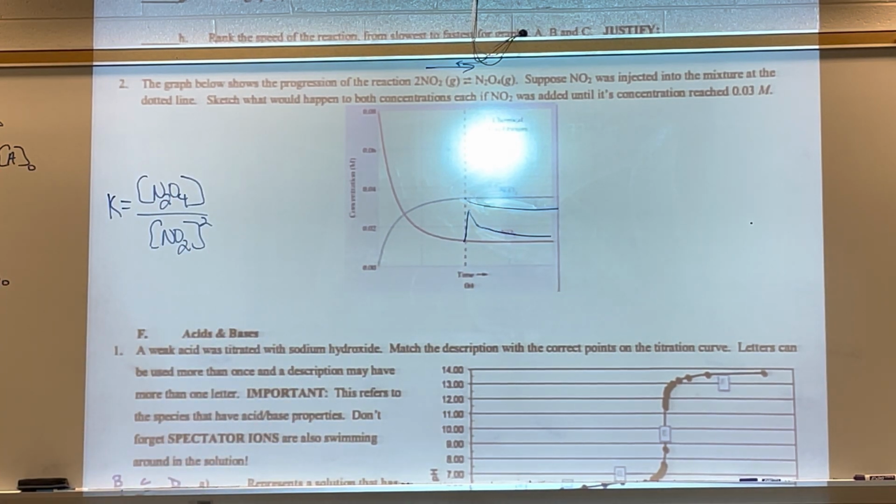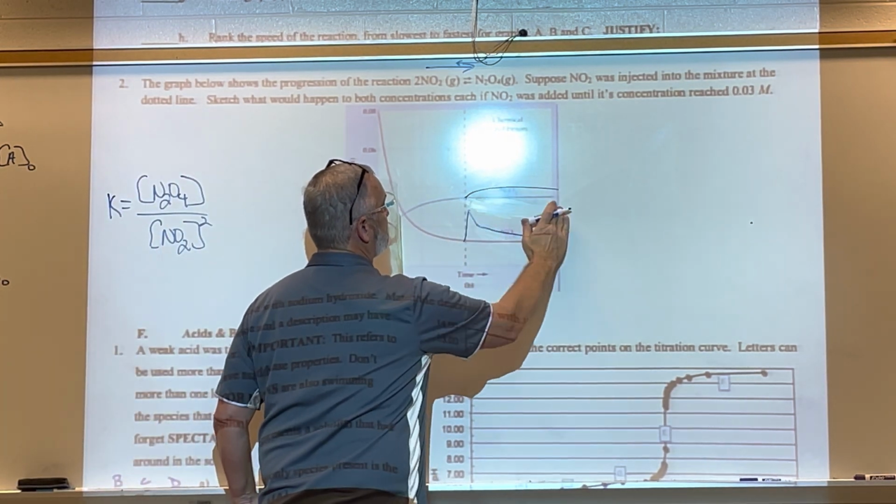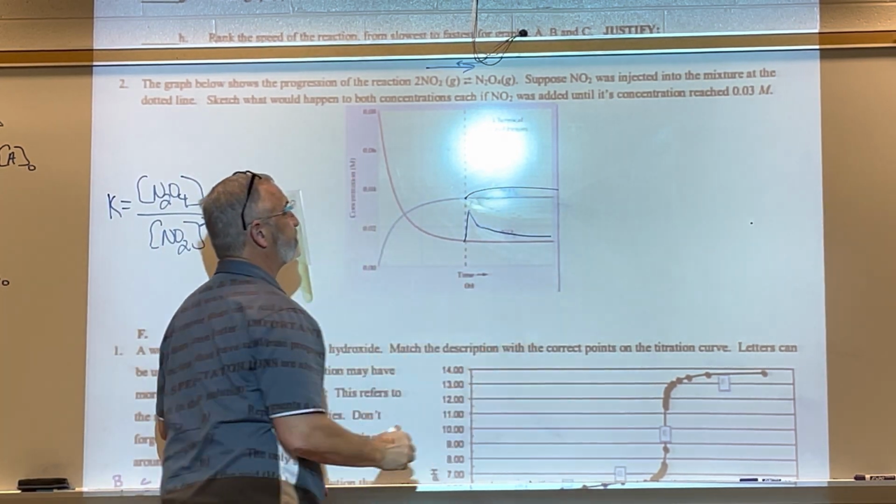Would they both like move up? Yeah, wouldn't they both go up slightly? And then they would like level out just higher than where they were. So we're saying like this. Yeah. All right, I can live with that.